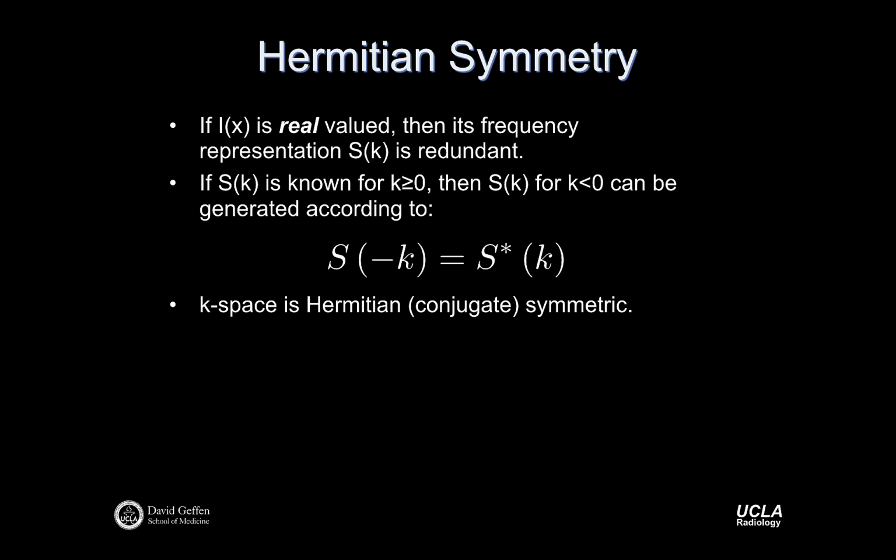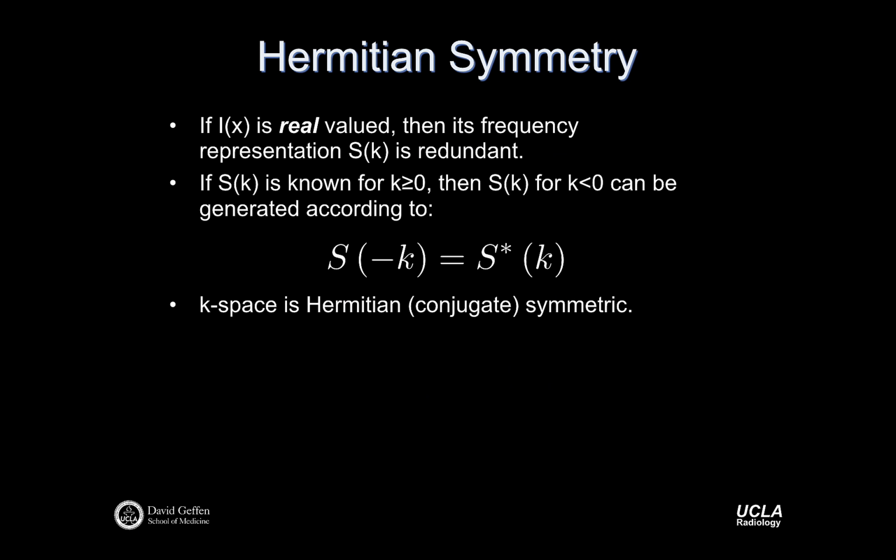So going back a slide, if our object, our I of x, if you will, some image as a function of position, is real valued, then its frequency representation, what we usually call S of k, is actually redundant. If your S of k is known for k greater than 0, say the top half of k-space, then your S of k for k less than 0, the bottom half of k-space, can just be generated, right? We can get that from the existing data because of these conjugate pairs. And this is the idea that k-space, Fourier space, is Hermitian symmetric.